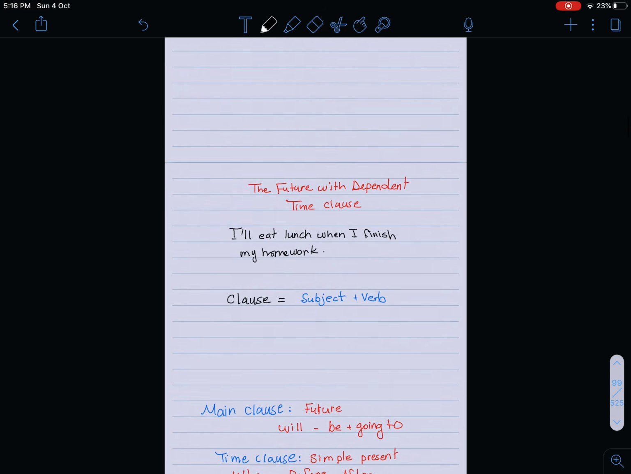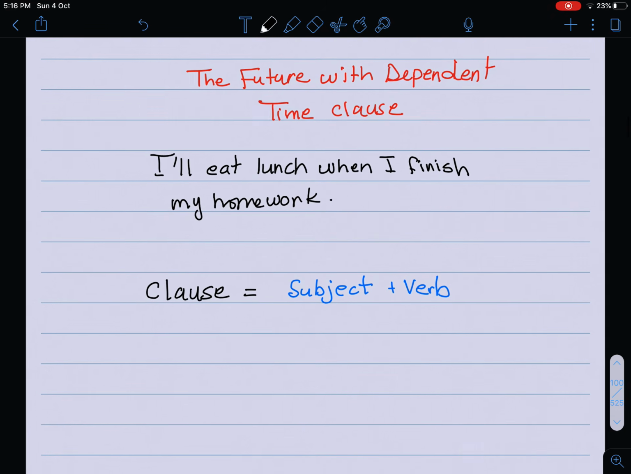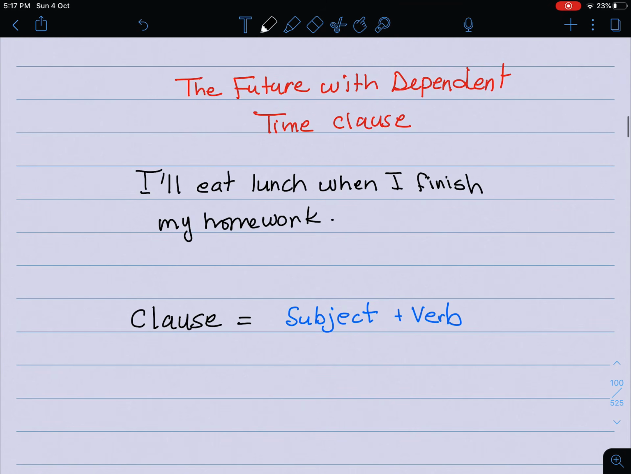Now let's move on to the next one, which is the future with dependent time clause. This is very easy. Now let's take a look. Right now we will be talking about the last objective of this lesson, which is the future with dependent time clause. I'll eat lunch when I finish my homework.